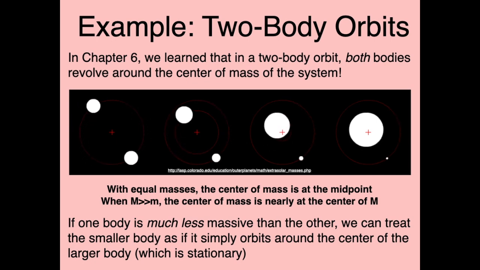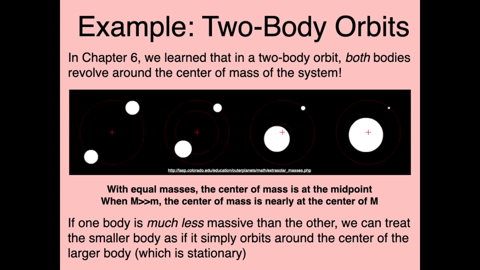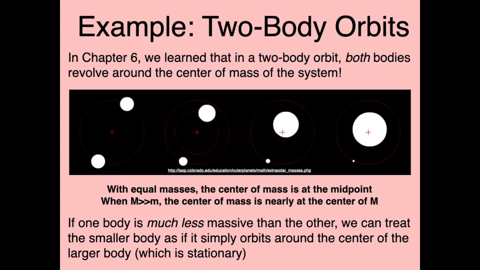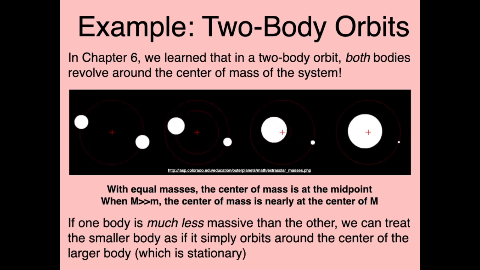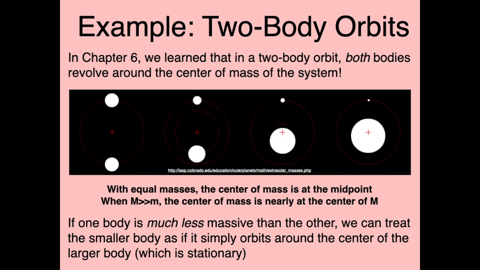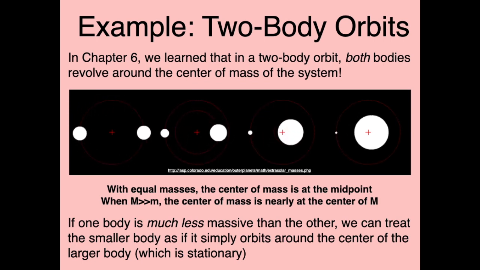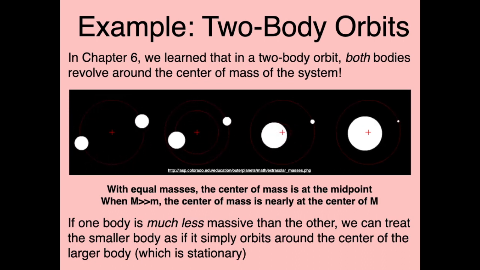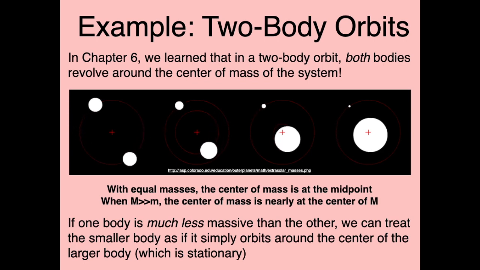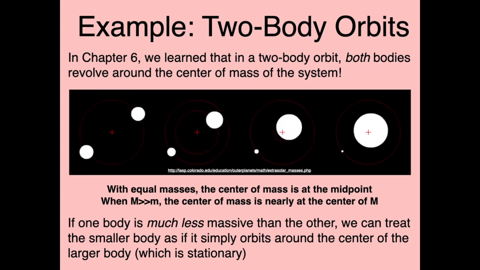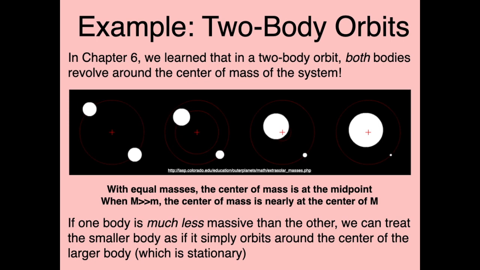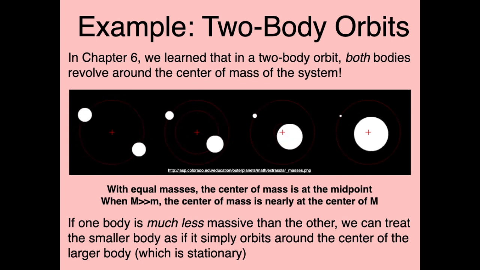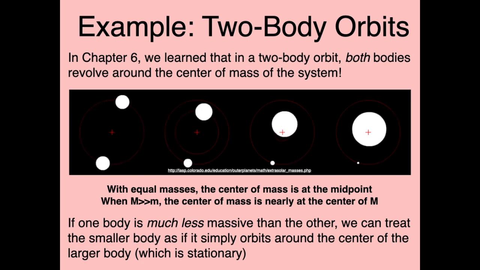So to play these videos, this is what it looks like when you have two bodies orbiting a common center of mass. And in the limit, again, where the very large body is much, much more massive than the small body, we can basically treat it as if the large one is not moving and the small one is just orbiting around the large one. So back in chapter 6, I never really explained why this is, but now that we know a little bit more about center of mass, we can explain why this is.